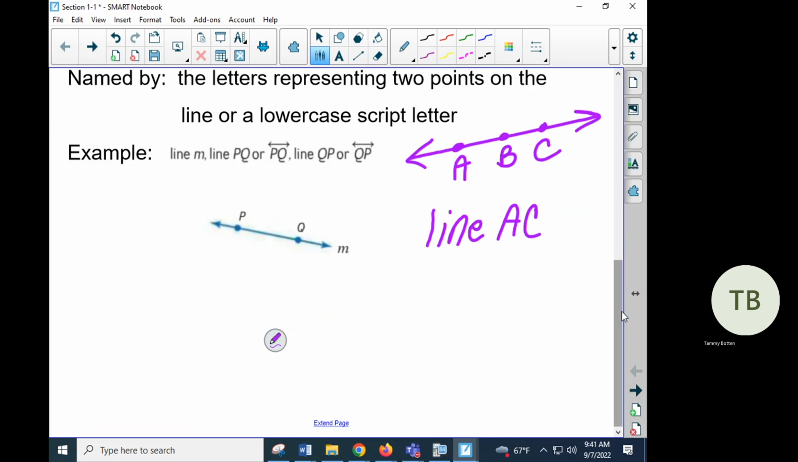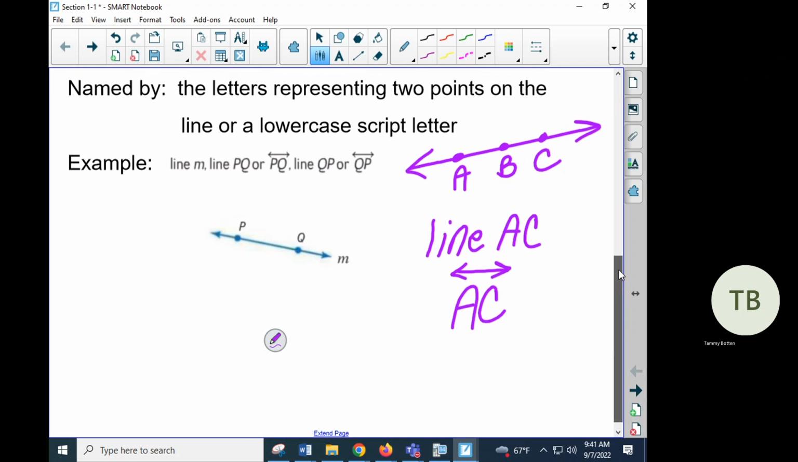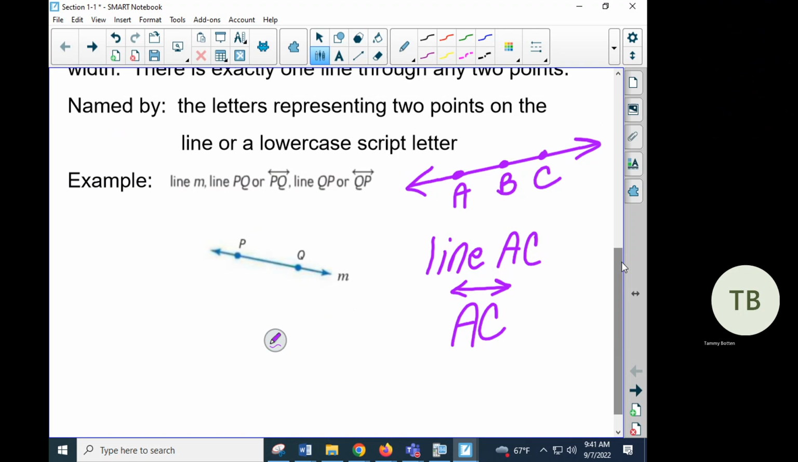Another way that you can do it is you can write AC and then make a line above it. So that's another way to represent the same thing. Okay. So no matter how many points you have on that line, you just choose two of them and you can put them in any order.